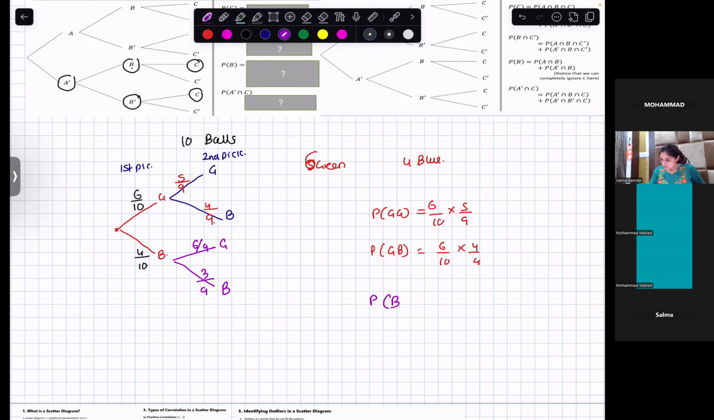Okay, fine. So probability of blue green would be how much? 4 by 10 into 6 by 9. And probability of blue blue would be how much? 4 by 10 into 3 by 9. I think this is all for probability.